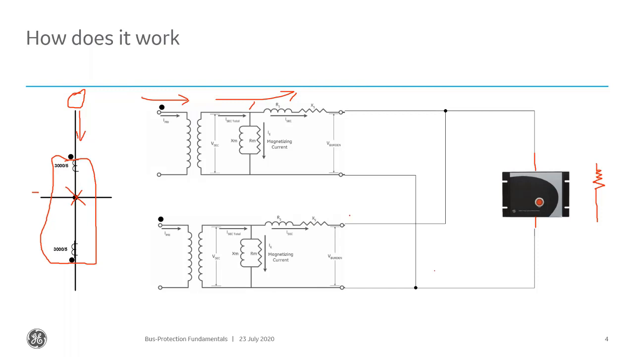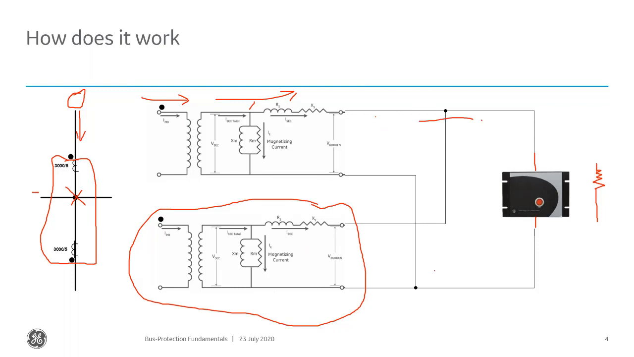Now, since there's no current flowing here, this looks like a high impedance compared to the 2,000 ohm resistor. So now we're again going to have current flowing through the HID module back into the secondary. So we'll have current flowing in there.